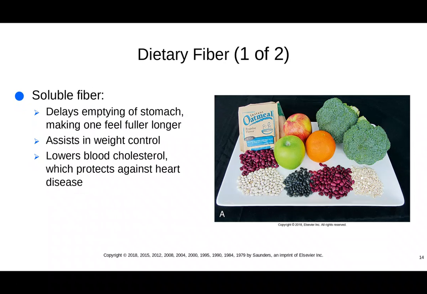So dietary fiber: soluble fiber delays emptying of the stomach and makes you feel fuller longer. So this can assist in weight control and also helps to lower blood cholesterol and protect against heart disease. So these are some examples of complex carbs that are high in soluble fiber.